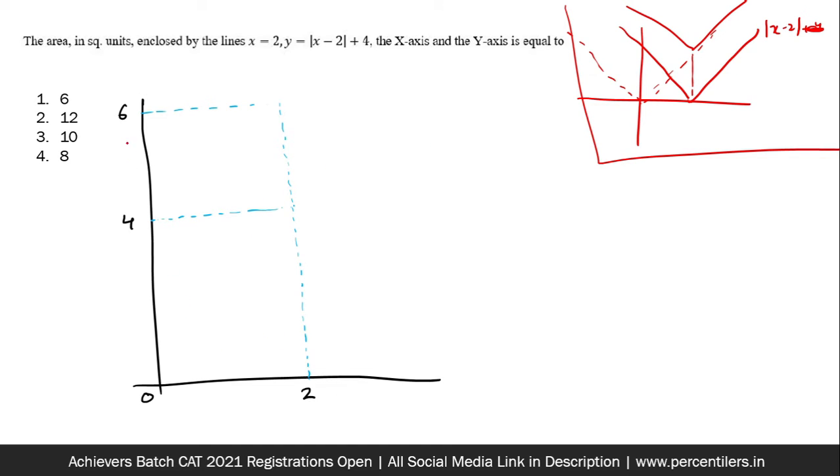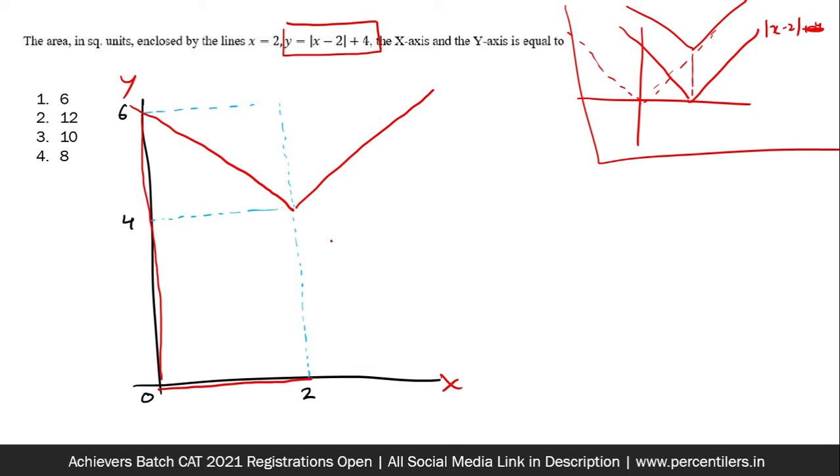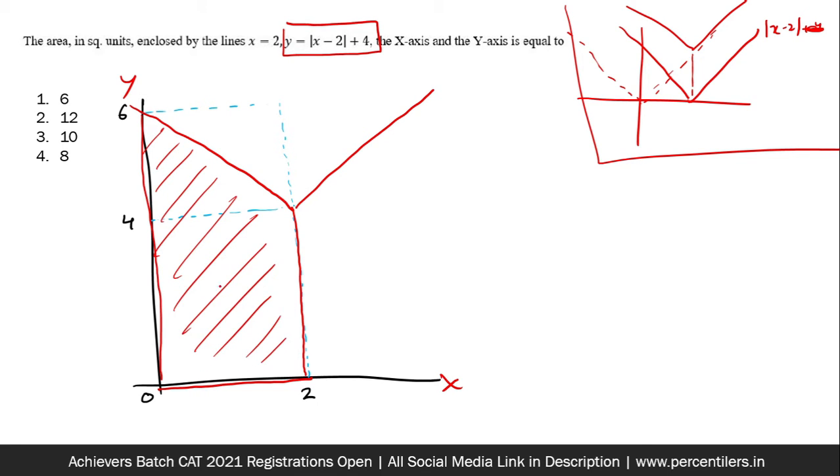Have a look at this Cartesian coordinate system where this is the origin, this is our x-axis, this is our y-axis, and we are now supposed to make the graph of y equal to 4 plus mod of x minus 2. So we have seen that mod of x minus 2 will be a graph looking like this. Our y-axis is this, x-axis is this, and x equal to 2 is this. So basically we have to find the area of this region, which you can see is a trapezium with the parallel sides being 4 and 6 units long, and the perpendicular distance between the parallel sides is 2.